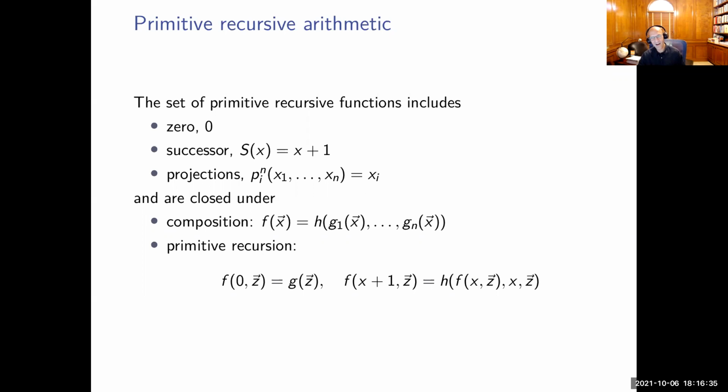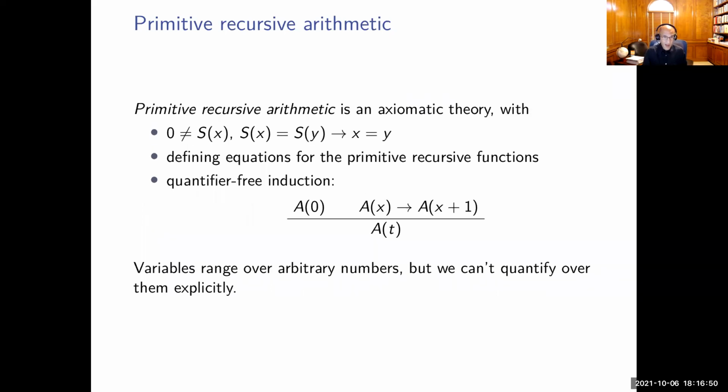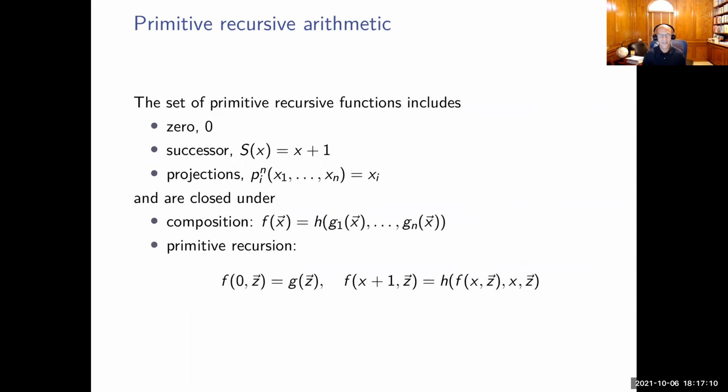But it's a very meager schema for defining functions. It's some piddly little starting functions, composition, and just the simplest principle of recursion that you can imagine on the natural numbers. And primitive recursive arithmetic is just a formal axiomatic theory designed to go with it. The canonical way of presenting it is as a quantifier-free calculus. So you say that 0 is not the successor of any number, and the successor function is injective. And you add the defining equations for the primitive recursive functions.